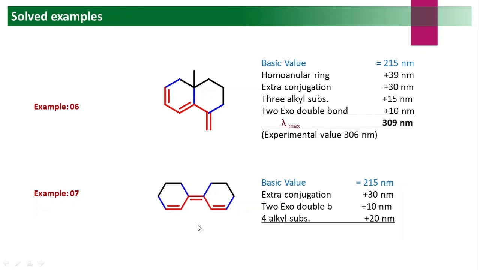Now exocyclic double bond. See this double bond. This is a single double bond, but it is exocyclic to this ring also, and this double bond is exocyclic to this ring also. That's why we have to consider this double bond as 2 exo double bonds, and for each exo double bond we have to add 5. So there are 2 exo double bonds, so we have to add 10.